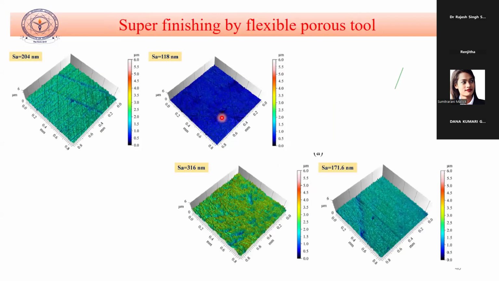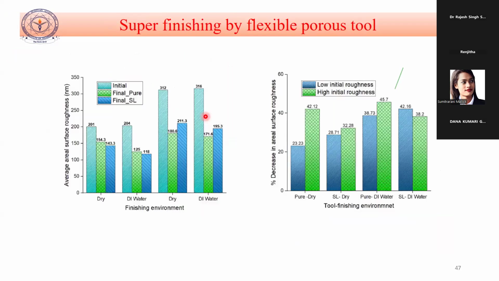Here we have not done more passes, just one pass. We see that for the salt leached tool, the roughness value gives a better result. Quantitatively, when you use the salt leach tool and DI water, after the first pass, and if you do many passes, then obviously we can get roughness around 1 or 2 nanometers. You can see how it is decreasing significantly for the salt leach tool where we have used DI water.